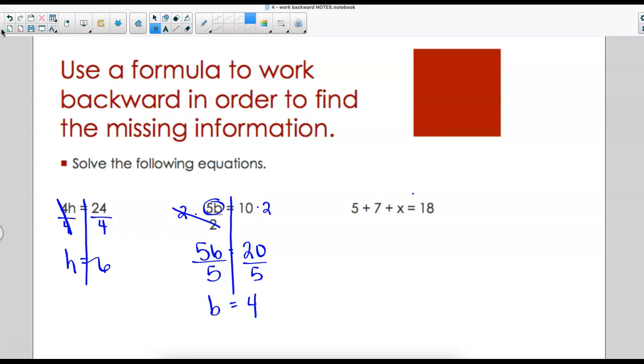Okay, and then the last one, draw a line by the equal sign. We can do some adding to start. We can combine like terms first. Simplify what we can. 5 plus 7 is 12 plus x equals 18. And then I got to get the x by itself, so what do we do? Minus 12. And so we have x equals 6.